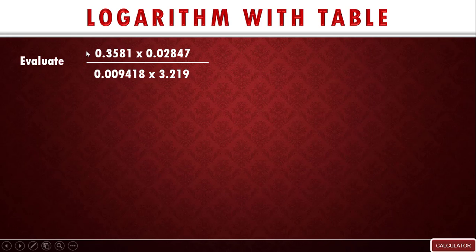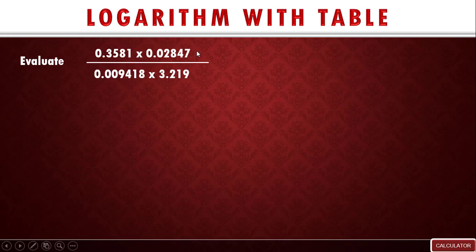Okay, if you look at this question now, it has the numerator side and the denominator side. Numerator side has two numbers which are to be multiplied, and denominator side also has two numbers which are to be multiplied. So for the numerator side, that's the first one we need to do. Then to solve this one, all you need to do is determine the log of both at the numerator side, then add them, and then transfer them to another side, which I will show you. Then determine the log of these two, and then add them because they have times in between them.